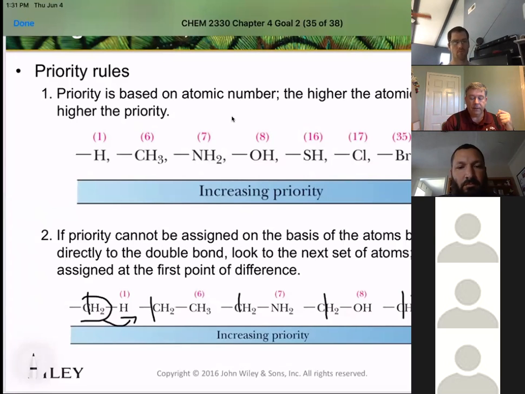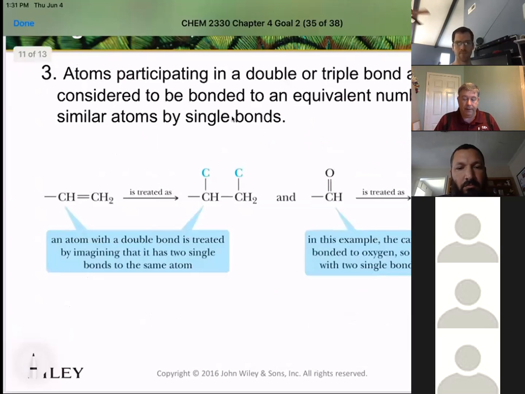So if it's all hydrogens, they're all the same, so they're all low priority. These hydrogens typically don't count. We look at the next priority number right up here. And most compounds will end up identifying priority just by looking at that next atom over. Okay. On rare occasions, we have to apply rule number 3.